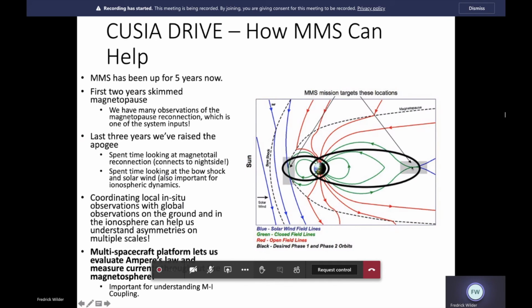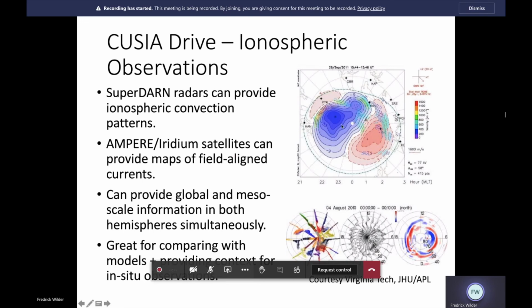Additionally, we've raised the apogee in the last 3 years. So we're now way further out. So we target the tail, we target the bow shock, we target the solar wind. And those are also all inputs to what we can see when we look at the different poles. And additionally, because it's multi-spacecraft, we can evaluate Ampere's law, and we can do that even when MMS is not collecting the high-rate data. So we can really map electric currents all throughout the magnetosphere, which will be really important for MI coupling.